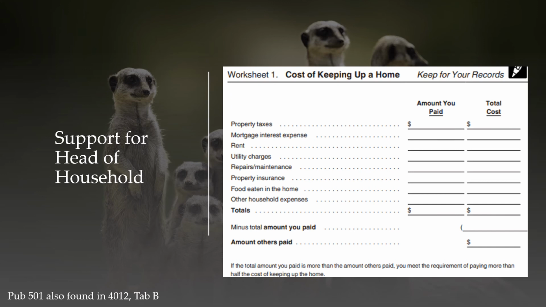Then there's a column for the amount that our taxpayer paid, and a column for the total cost. Down below that, you have a comparison of how much the taxpayer paid to the amount that others paid, to help you determine whether the taxpayer contributed more than 50% of that support in order to qualify to file as head of household.